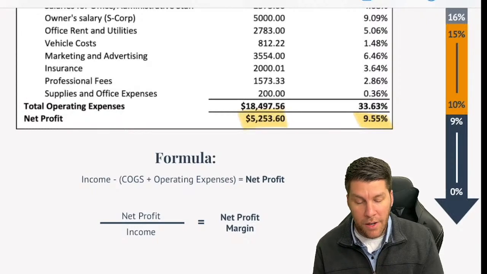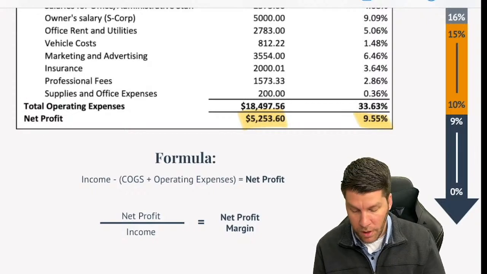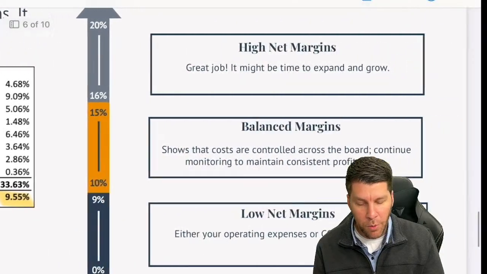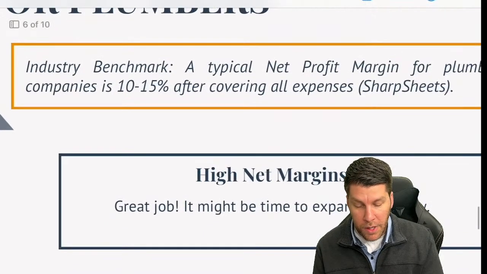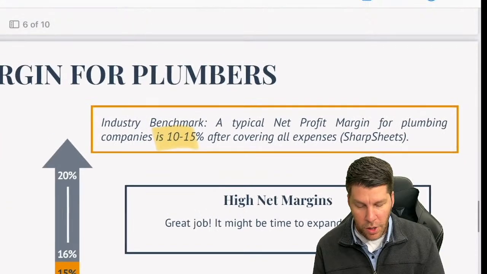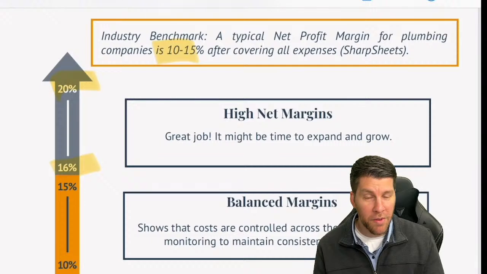I would be looking at this is one of the numbers and looking at that, especially that percentage, to see if it's changing. Again, if you would like, here are the formulas with how this is all calculated. They're pretty basic, but I again would rather have the computer do the work for me. Net profit margin for plumbers, again according to Sharpsheets, is between 10 and 15% is what you want at the bottom line. So if you are above that, if 16, 20%, 25%, hey, that's awesome.